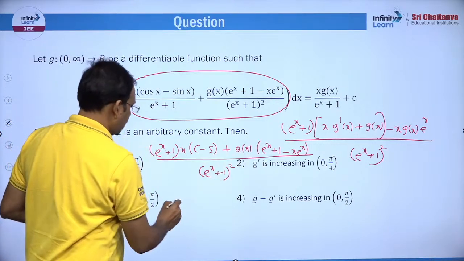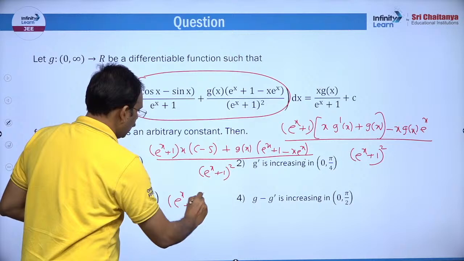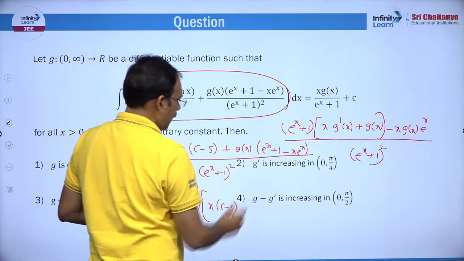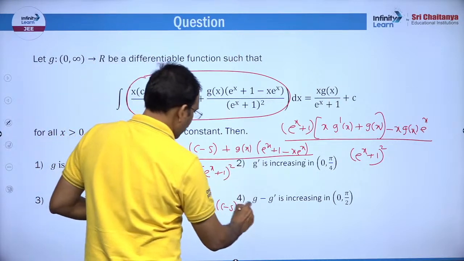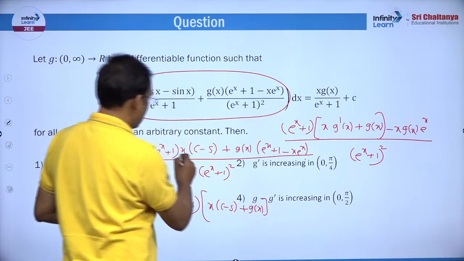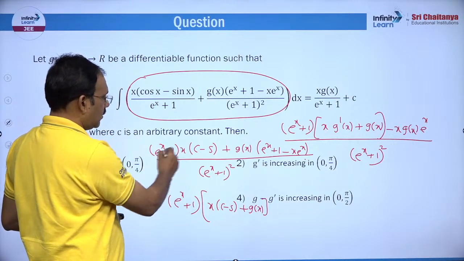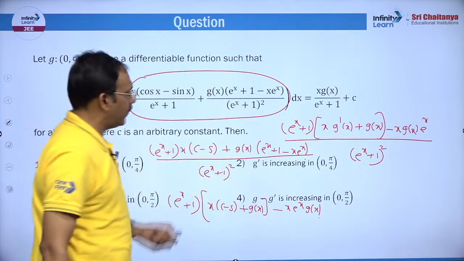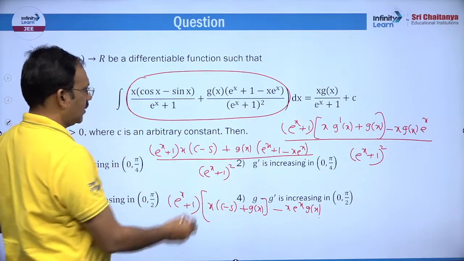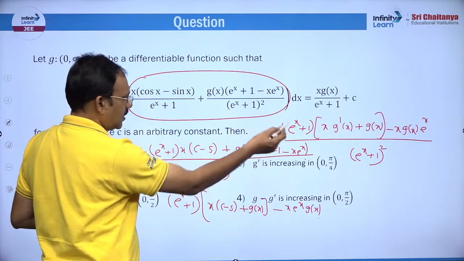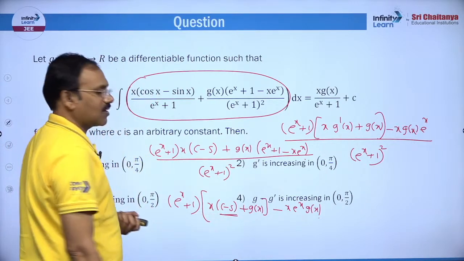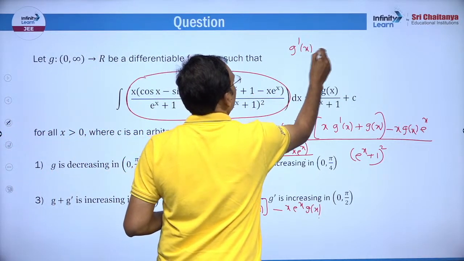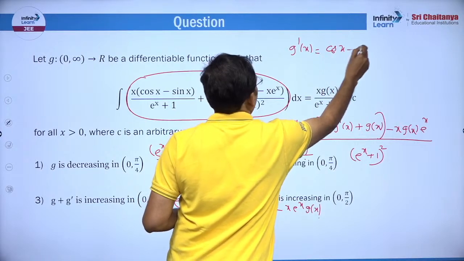Here you can take e power x plus 1 common in the numerator, you will get x into cos x minus sin x. If you take e power x plus 1 common, plus g of x will be left, and so this term is gone, minus x into e power x into g of x will be left, which is just the same thing. So, in place of g of x there, g dash of x is cos x minus sin x. So, our observation is g dash of x is cos x minus sin x.